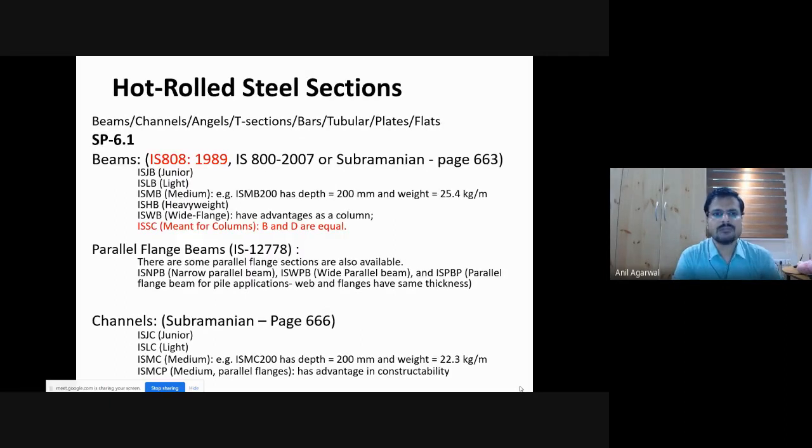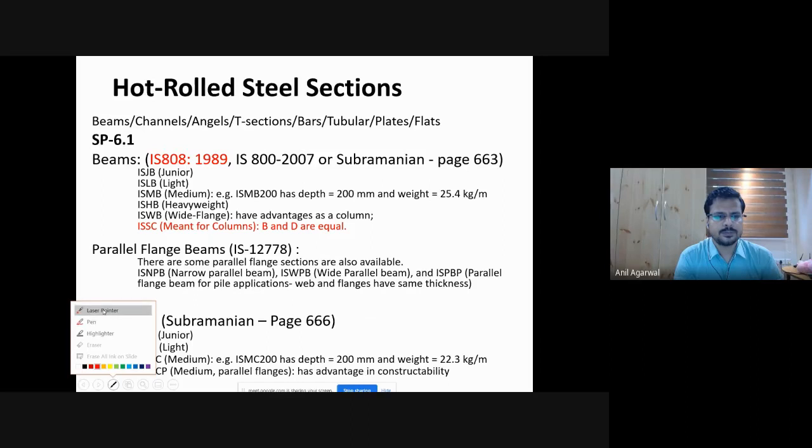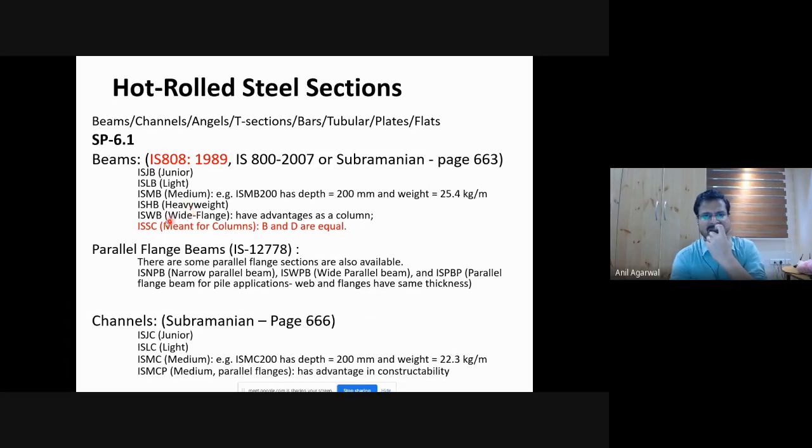Then we were talking about the different types of IS, Indian Standard, beam sections. In addition to the beam sections, these are your ISJB, LB, MB, HB sections. These are junior, light, medium, and heavyweight. Then you also have a wide flange section. Wide flange sections are slightly wider than ISMB sections.